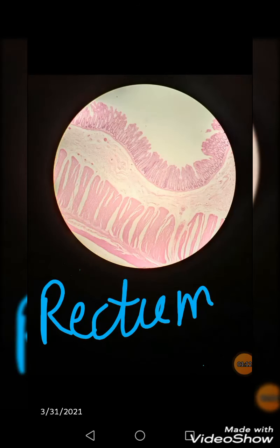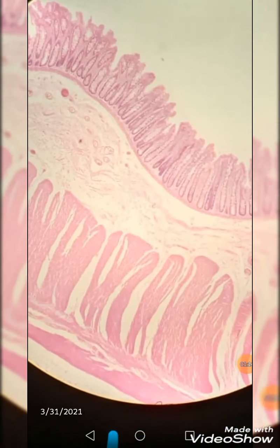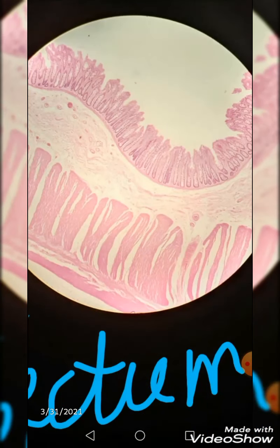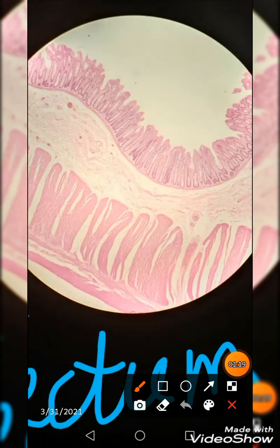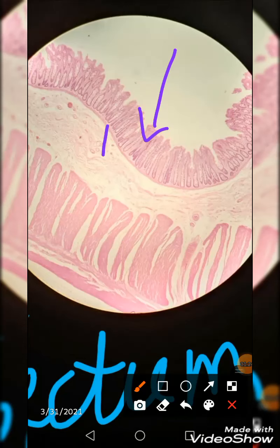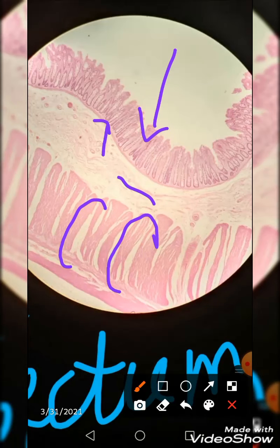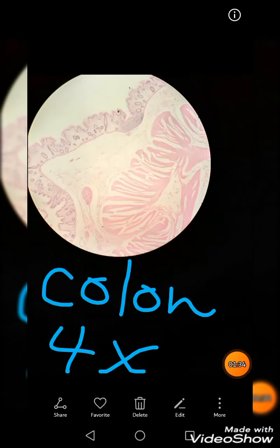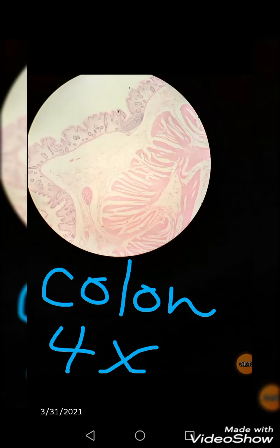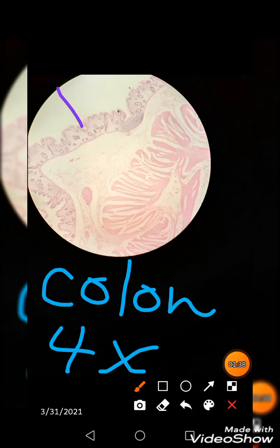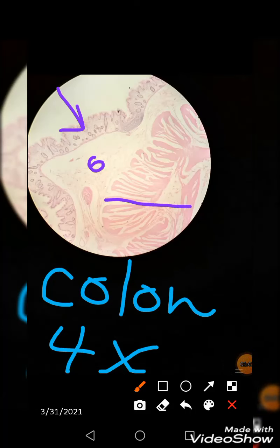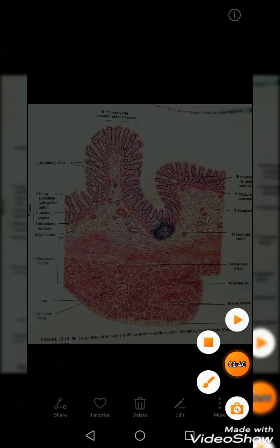Let me share the slide of the rectum, which you find in your examination. Usually the simple tubular glands are there, reaching the full thickness, closer together, up to the muscularis mucosae. You can see this is the submucosa, and these are the muscularis externa, both layers. This is the slide of a colon. The area, let me mark. This is the mucosa having the glands. This is the submucosa, and these are the muscularis externa.